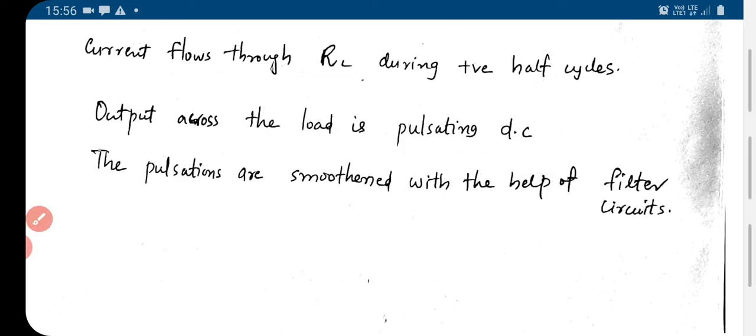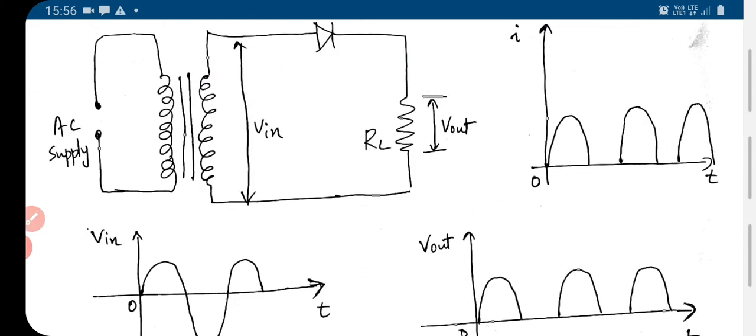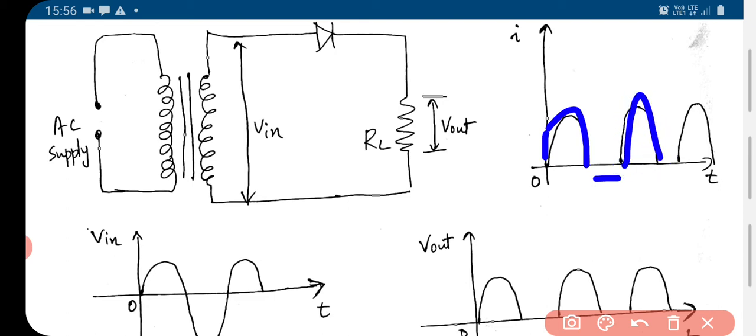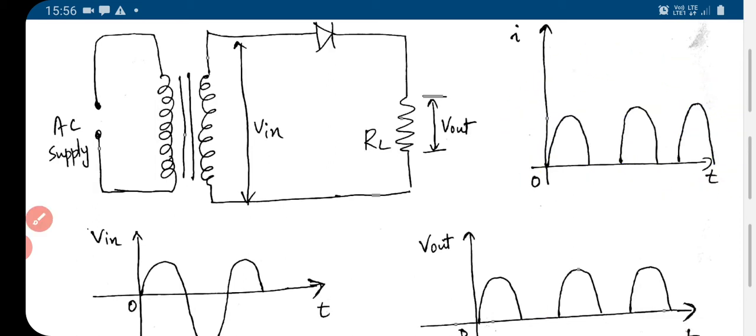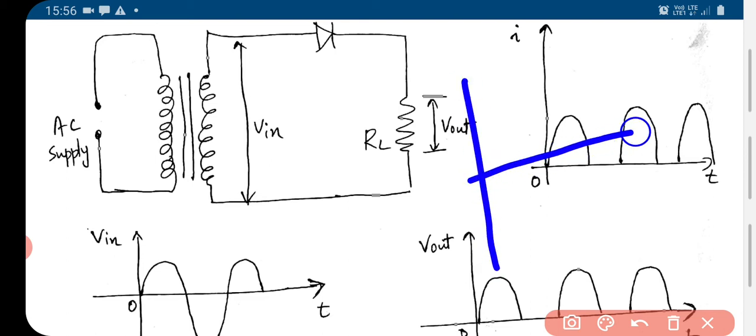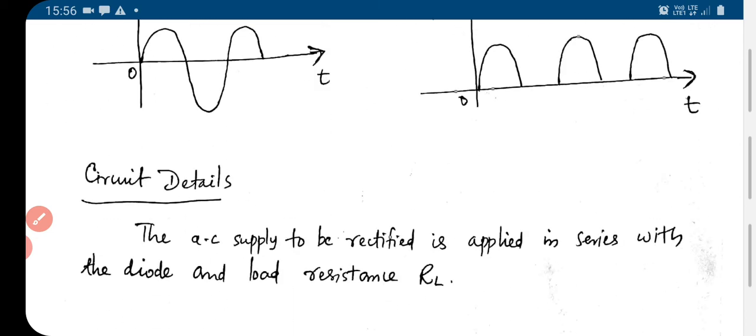Because as we look at the output, we can see it is increasing, decreasing, then there is no current for some time, then again it increases, decreases, no current for some time, increases, decreases. So this is pulsating DC. The real DC is a straight line.